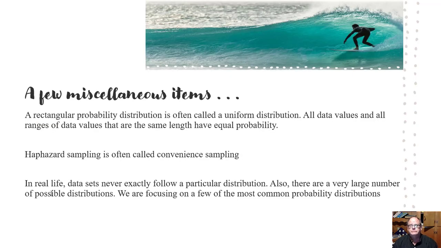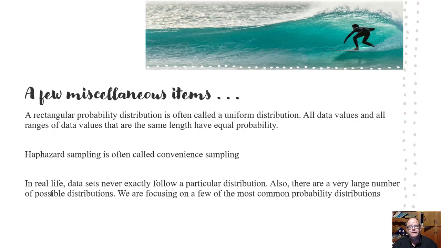A few miscellaneous items. So our textbook, the Aron text, talks about a rectangular probability distribution. If you've had some statistics before, this is usually called a uniform distribution. What it means in a uniform or rectangular distribution is that all data values and all ranges of data values that are of the same length have equal probability. All right. Another term that's used in the Aron text is haphazard sampling. This is usually called convenience sampling. So if you've seen convenience sampling in something else you've done, that's what Aron means by haphazard.